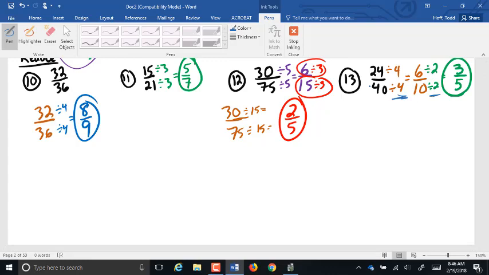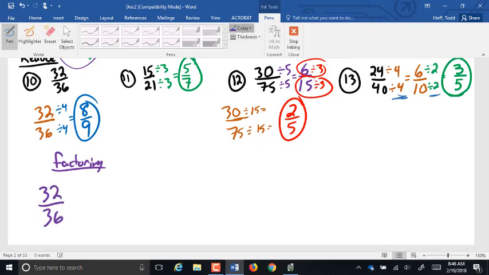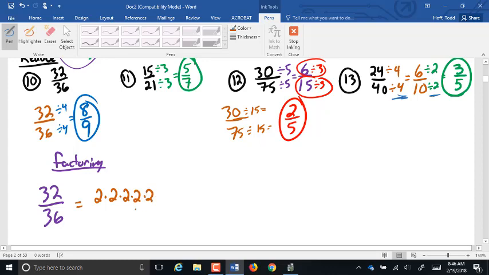Now, another way we could do this, we talked about factoring a week or so ago. Factoring is actually an extremely powerful tool, like a 32 over 36. If I factor 32, 32 actually factors into 2 times 2 times 2 times 2 times 2. 5 2's multiplied together to make 32.